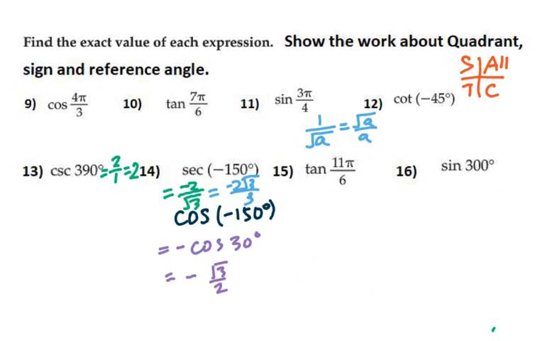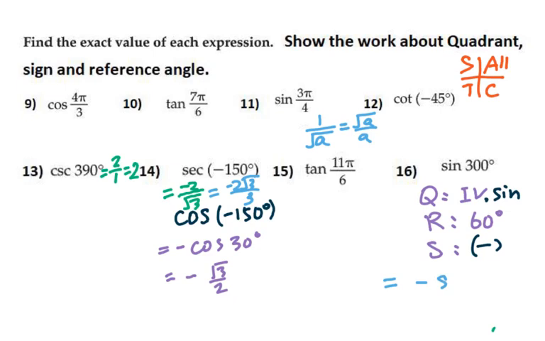For number 16, 300, we go to QRS directly. Quadrant will be a fourth quadrant. And the reference angle 300 we can divide by 60, so 60 degree. And for sine, go to the fourth quadrant, that will be negative. Therefore, I can write down negative sine 60 degree equals negative square root of 3 over 2.